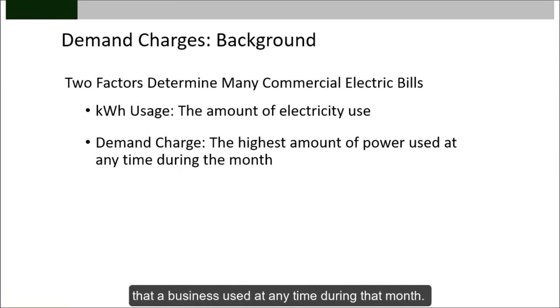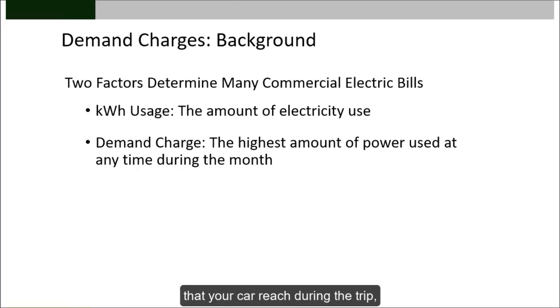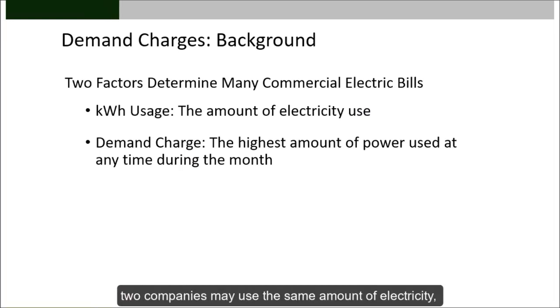This is the highest amount of power that a business used at any point during that month. As an analogy, if your electric bill was a car trip, the number for demand would be the highest speed that your car reached during the trip, not the total number of miles driven. The rationale behind a demand charge is that two companies may use the same amount of electricity, but how they use that electricity can be very different.